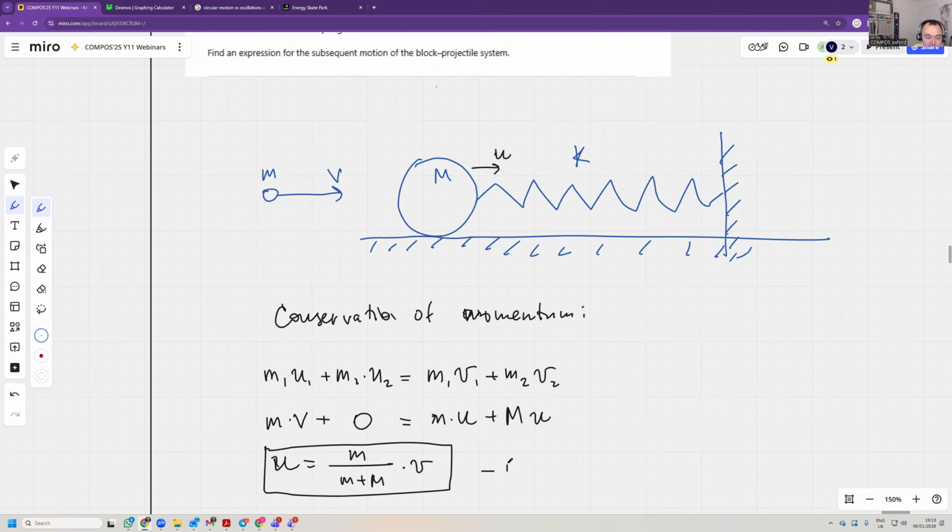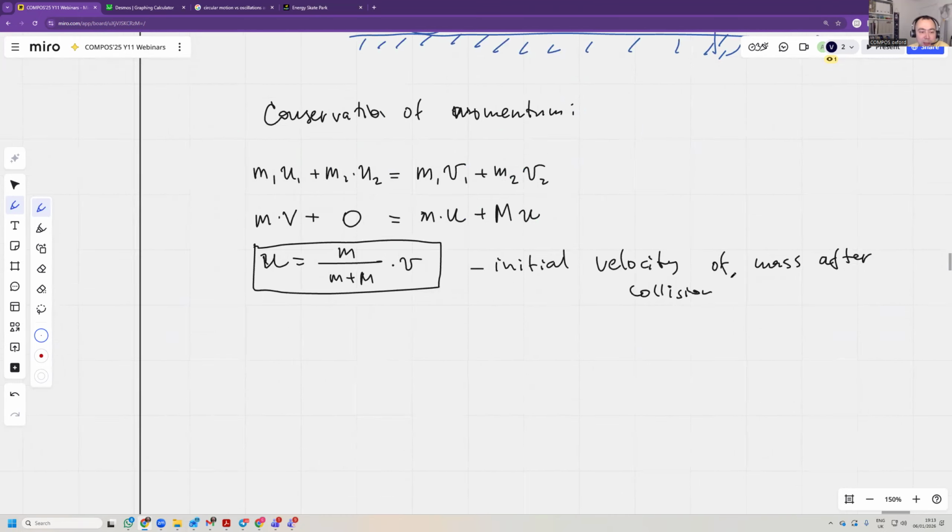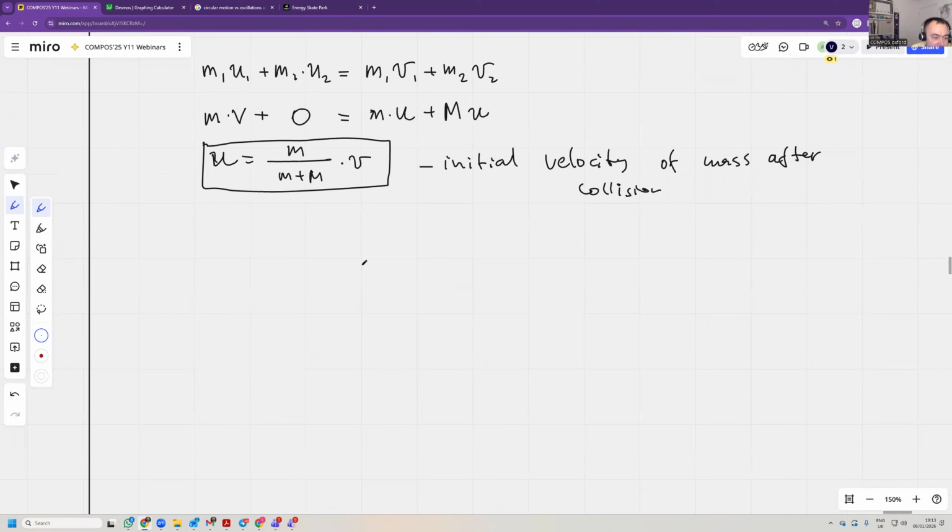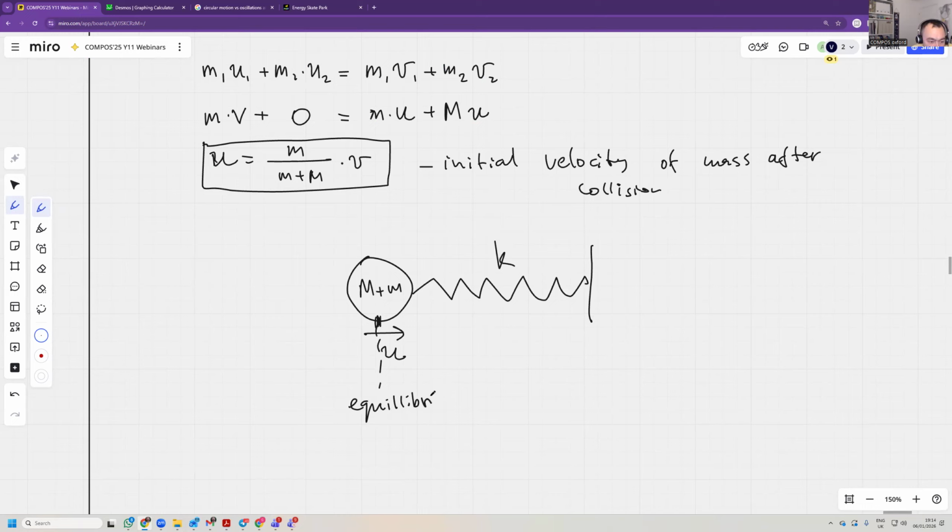Okay, so that's the initial velocity of the mass after collision. So once they collided, they start moving off at velocity u. So now what we have is a mass of m plus M. So it's a combined mass attached to a spring with spring constant k and moving with velocity u. And this is past the equilibrium position.